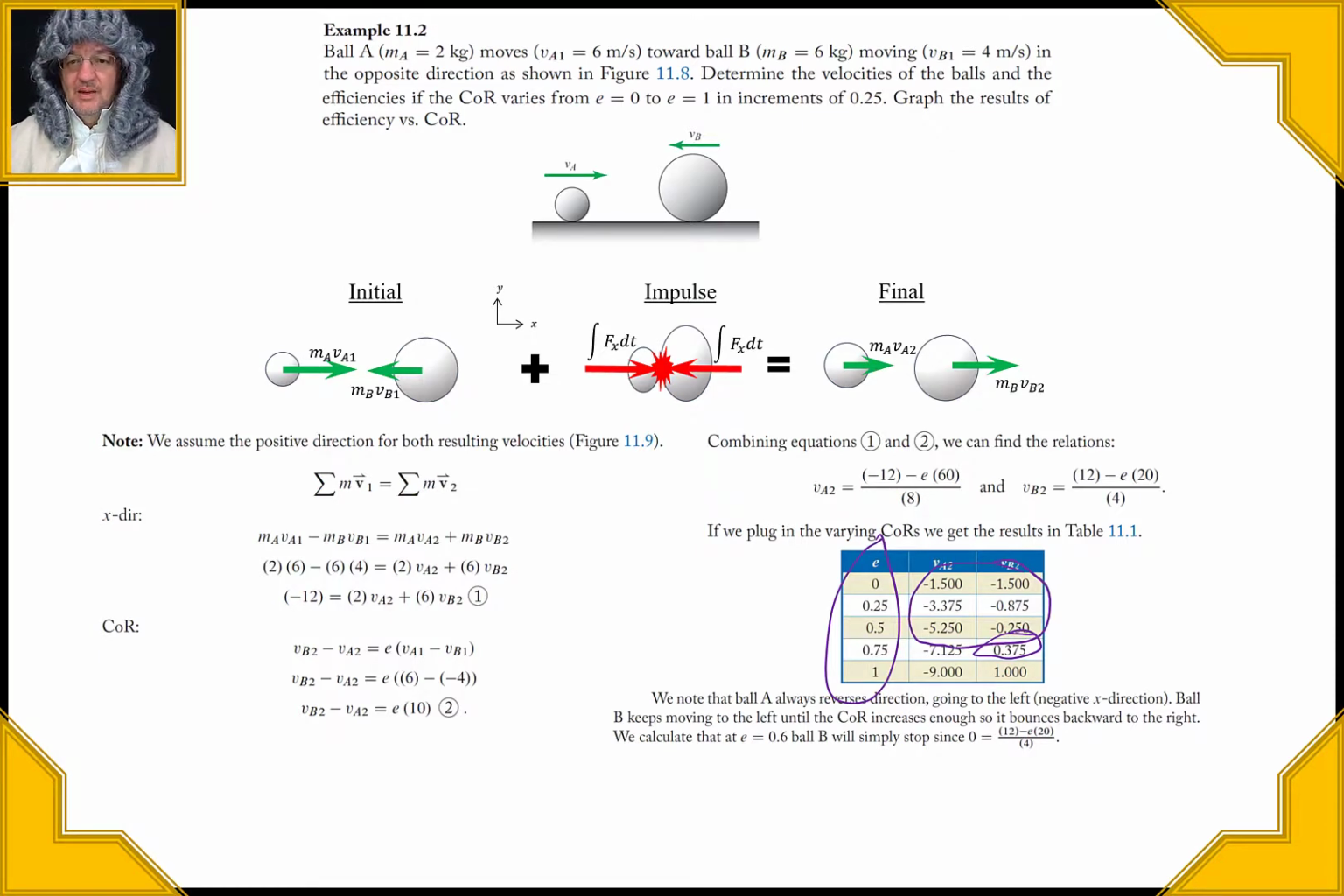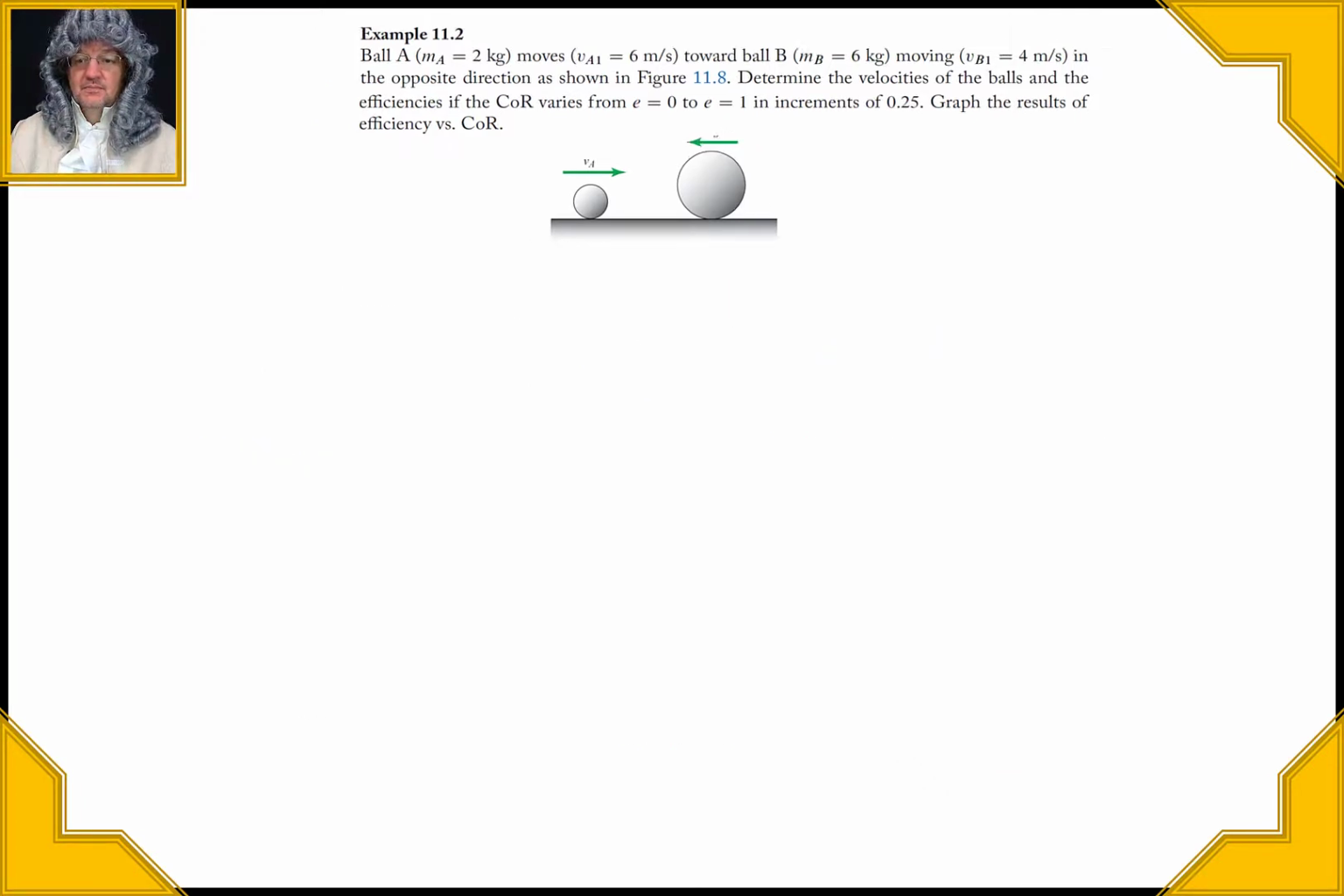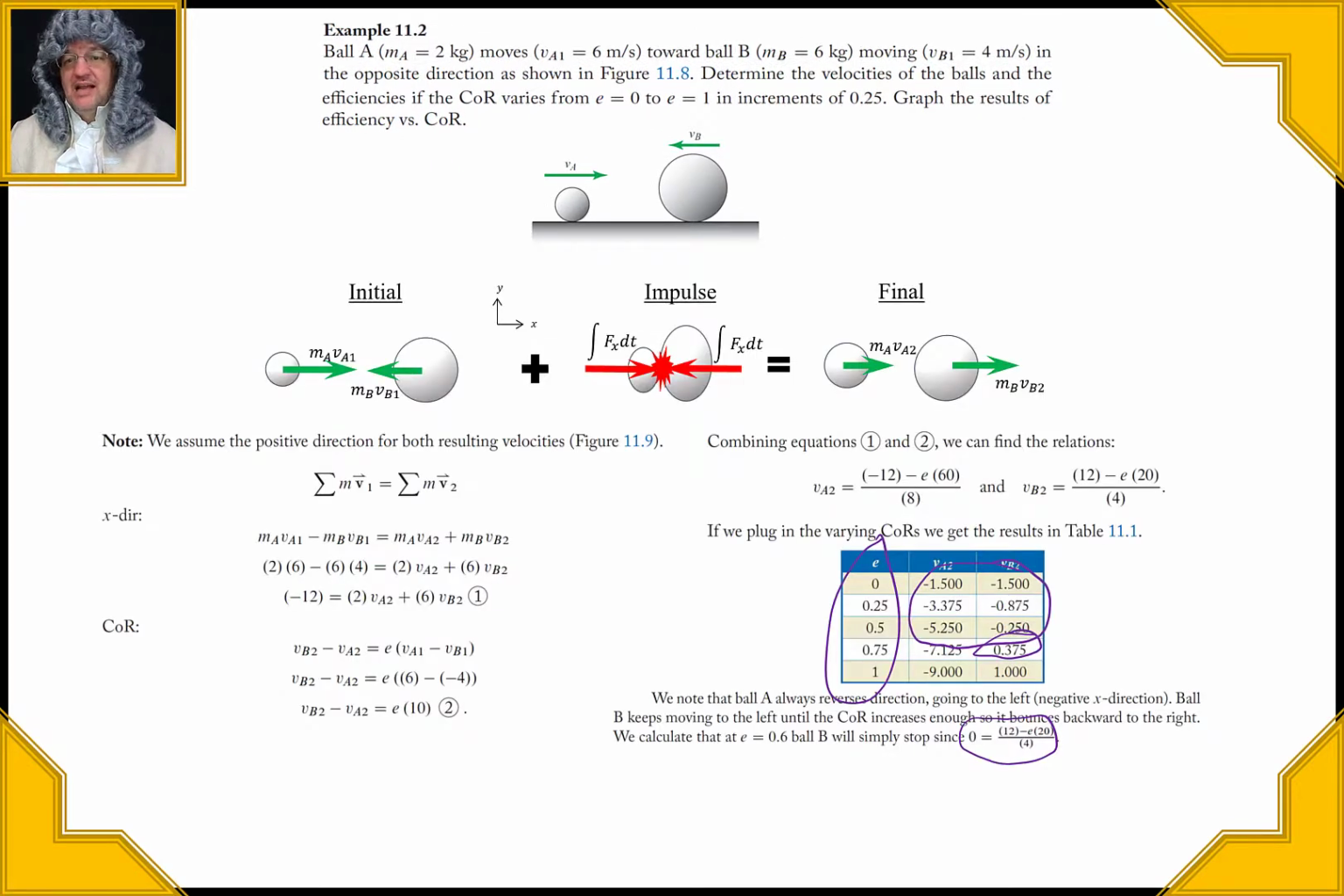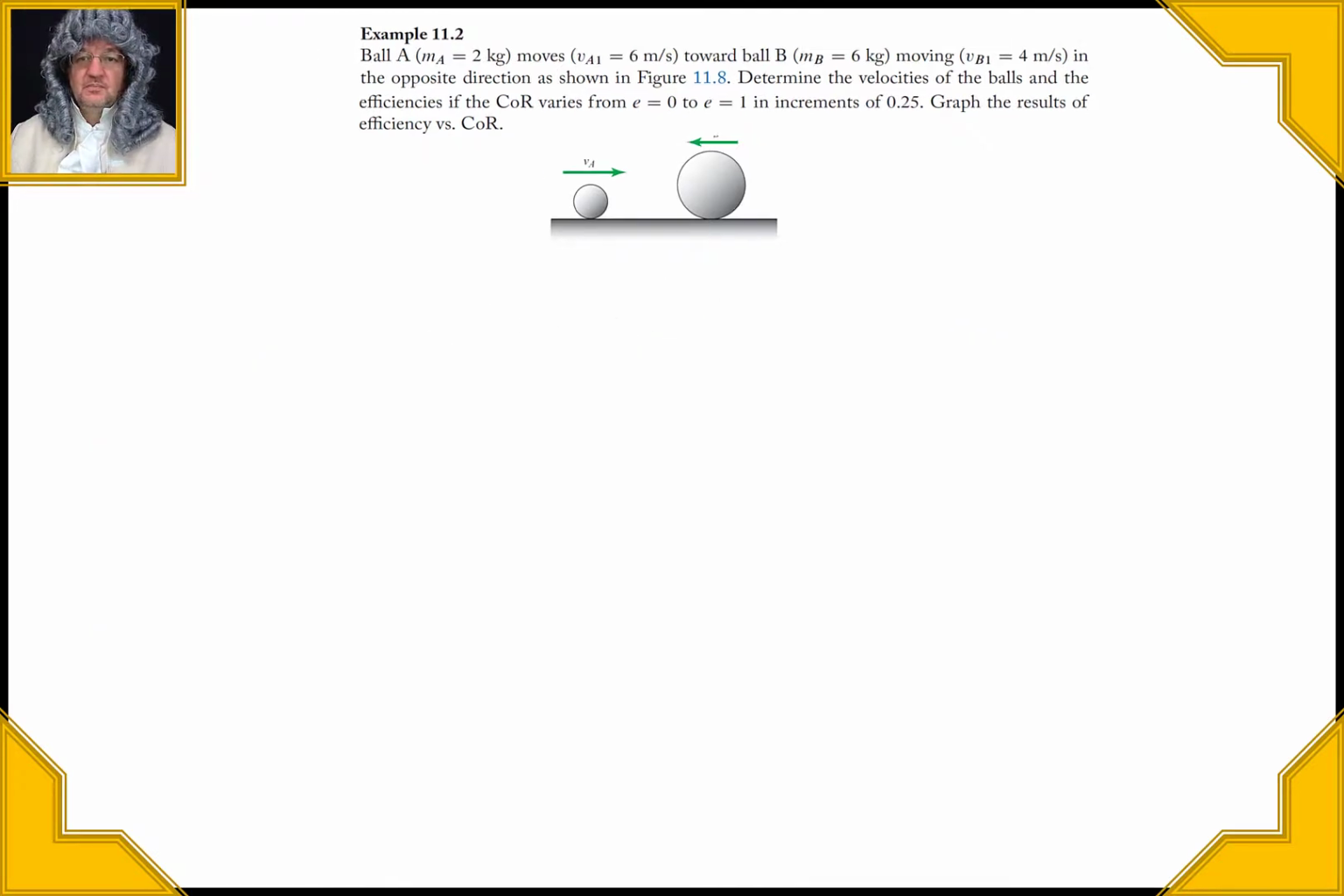Well, that's when we find it. We figure out that that's actually going to be 0.6. We find that by setting the velocity of B equal to 0. Interesting things, and in fact, that could be the way that the problem was stated, and it would be an interesting variation on this problem.